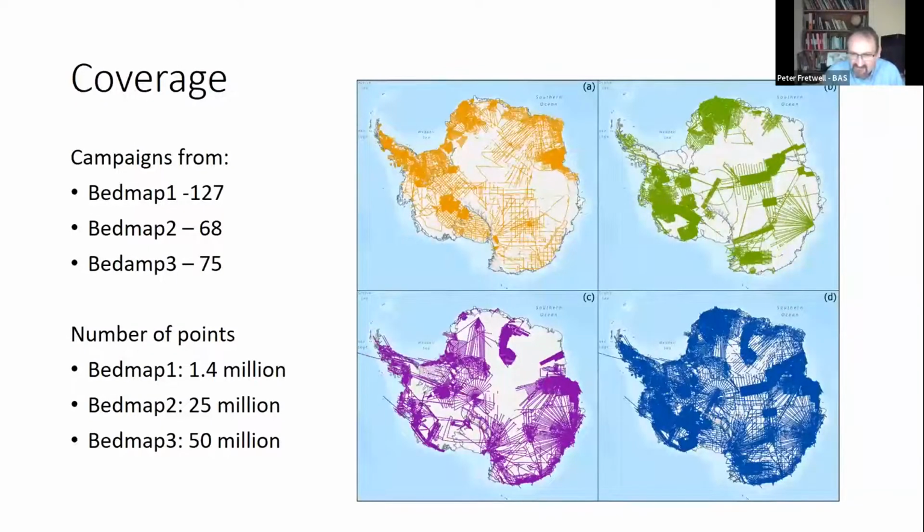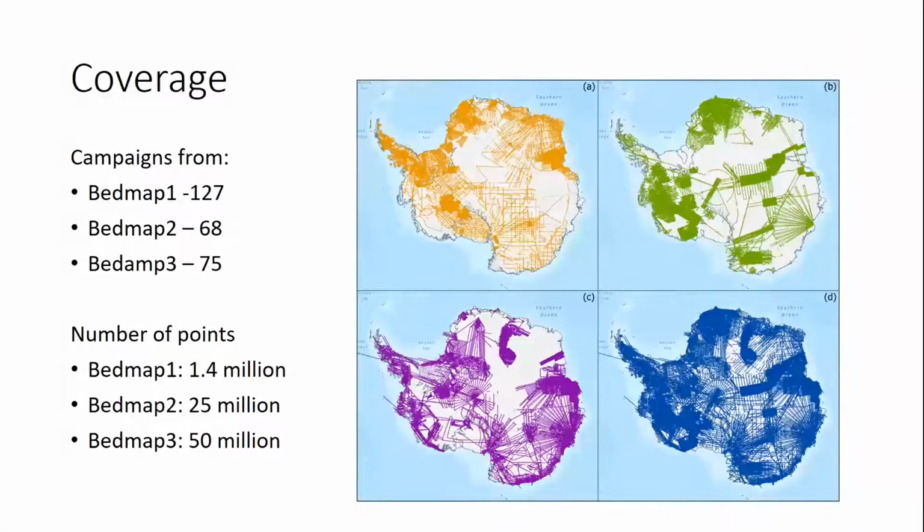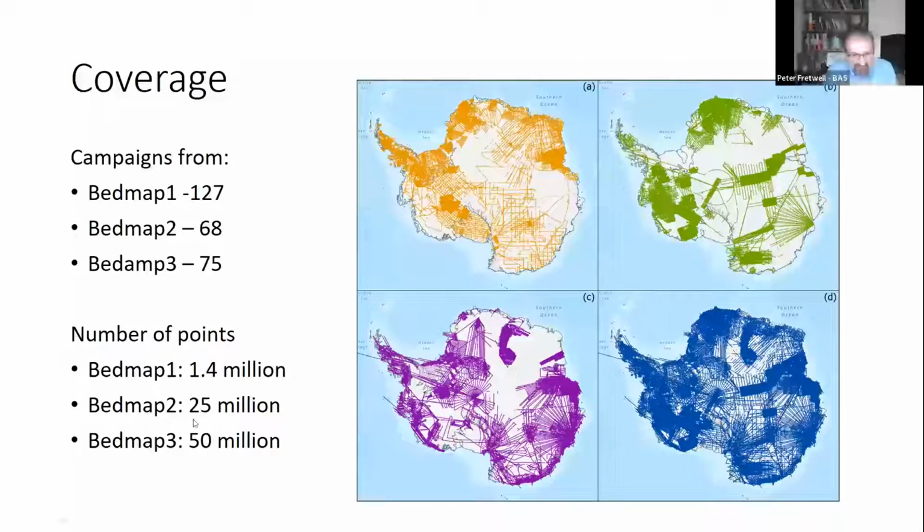And here's the coverage that we got from those 60 years of geophysical data, with some figures by the side. So campaigns, BedMap 1, 127. The campaigns in BedMap 1 were voluminous, but the amount of data, actually the amount of point data measurements, wasn't that great. Because if you think of all of those radio echograms, they've got point measurements, and that's what we're using, just for the bed in this case. BedMap 2, 25 million points, but BedMap 3, we've actually had 50 million points in the last 10 years.